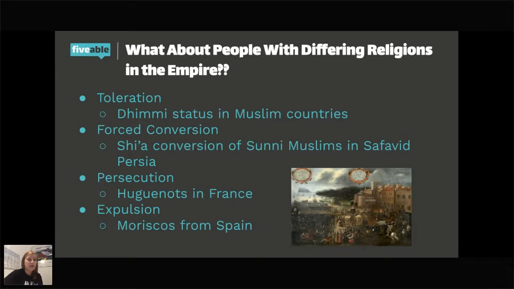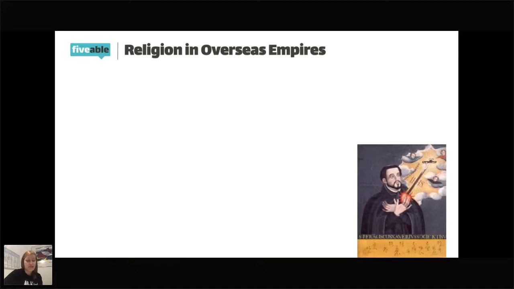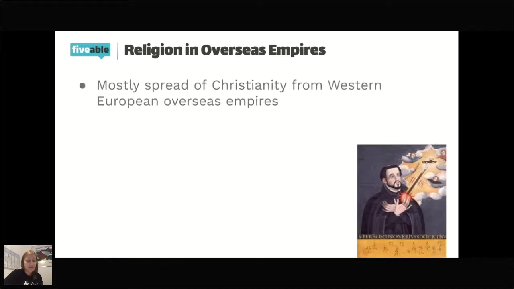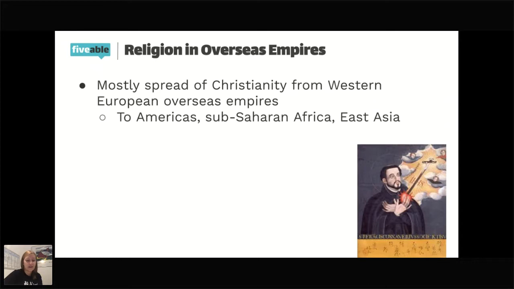After the Reconquista of Spain, they basically forced the Moriscos, the Muslims, out of Spain. This image here is depicting that expulsion of the Moriscos. Now, this is not so much our topic 3.3, but since it's at this time period, I just want to throw this in there. We are seeing the spread of religions, because we're seeing the growth of these overseas empires. And a lot of these overseas empires are Christian. And so, of course, we're going to see the spread of Christianity into these areas of the Americas, Sub-Saharan Africa in particular, and East Asia, with the arrival of missionary efforts.